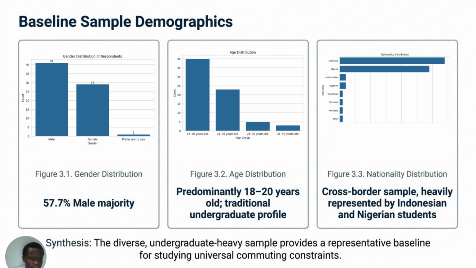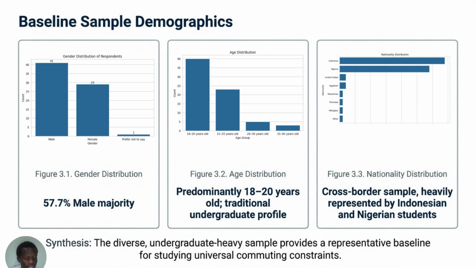As you can see here in the data, we have the gender distribution. There are three genders, or it is two genders, but some chose to select prefer not to say. But most of the people who filled in this data are male, almost 57.7% male.